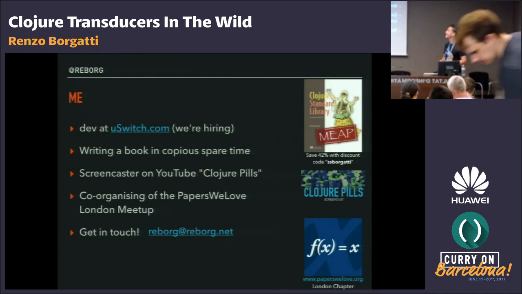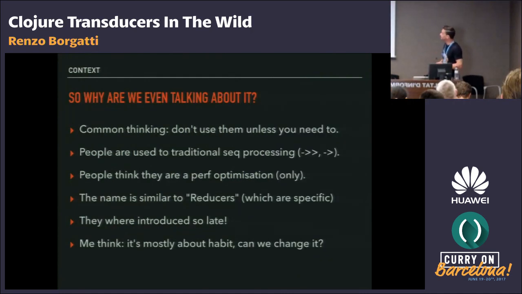So why are we even talking about this if it's so great? Because there is this common thinking that you might need them only in certain particular cases. Instead, I think they're more universal. And because they entered Clojure so late, people are already used to sequential processing the standard traditional way, so they are more reluctant to change, to jump on something different. There is something else in Clojure called reducers, which has a name similar to transducers, so people are maybe confused, and they were introduced late.